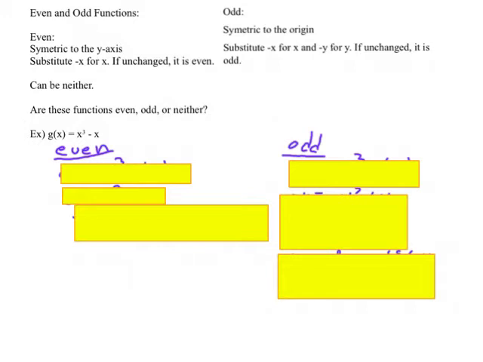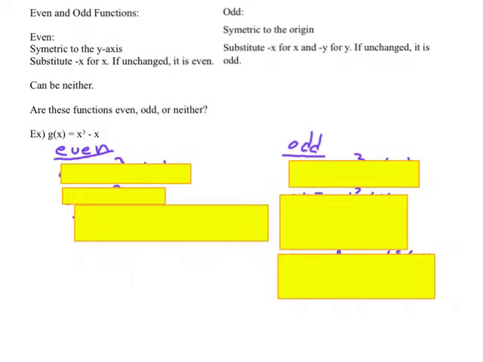Now, for an odd function, remember, you're going to show symmetry to the origin. In other words, you're going to plug negative x in for x, negative y in for y, and see if it changes it. For an even function, you're going to show y-axis symmetry. In other words, you're going to plug negative x in for x and see if it changes it.